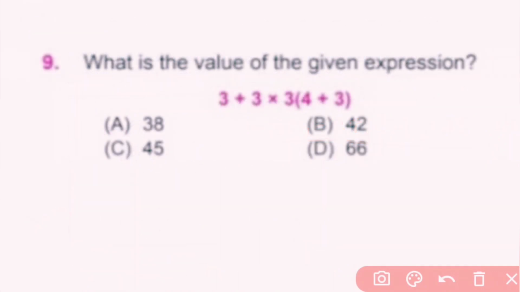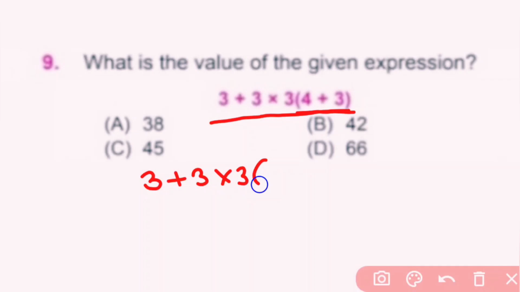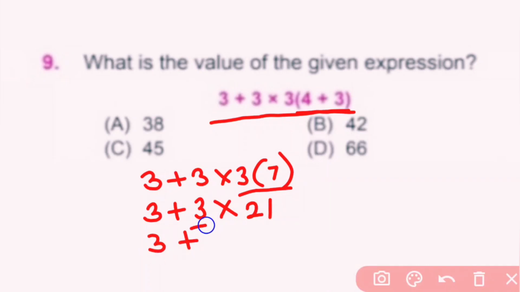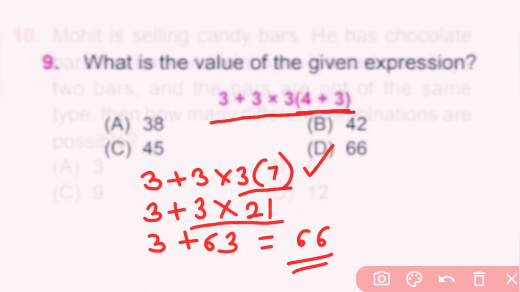Question number 9. What is the value of the given expression? Given expression is this. Now we first solve this bracket. So 3 plus 3 into 3, 4 plus 3 is 7. Again 3 plus 3 into, here now we solve this. 3 into 7 is 21. Then 3 into 21 is 63. 3 plus 63 is 66. D is the correct answer.